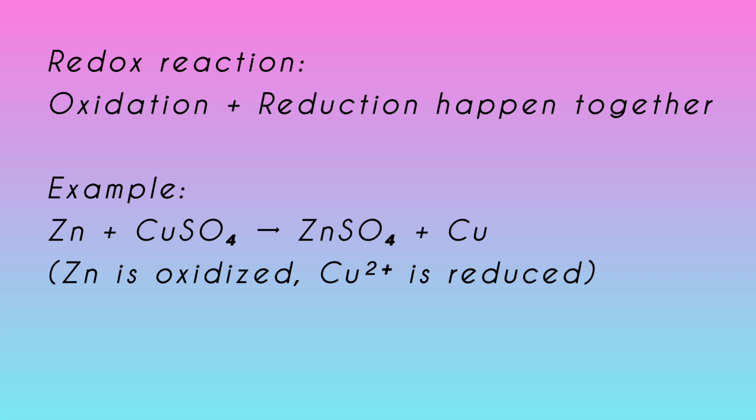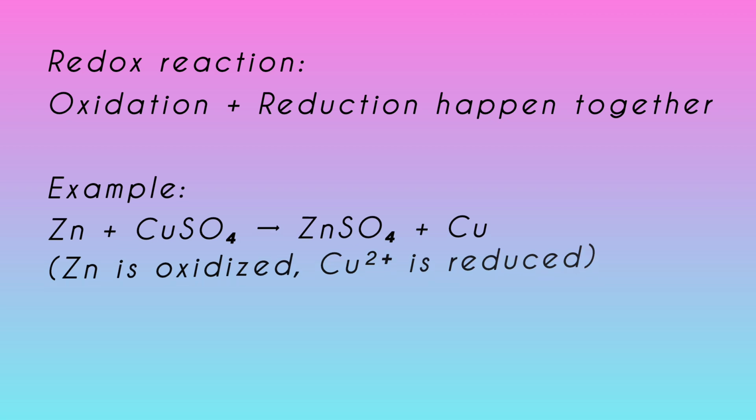Let's look at this example. Zn plus CuSO4 gives ZnSO4 plus Cu. Zinc is oxidized because it loses electrons and forms Zn2+, while copper is reduced because Cu2+ gains electrons to become copper metal. This is both a displacement and a redox reaction.